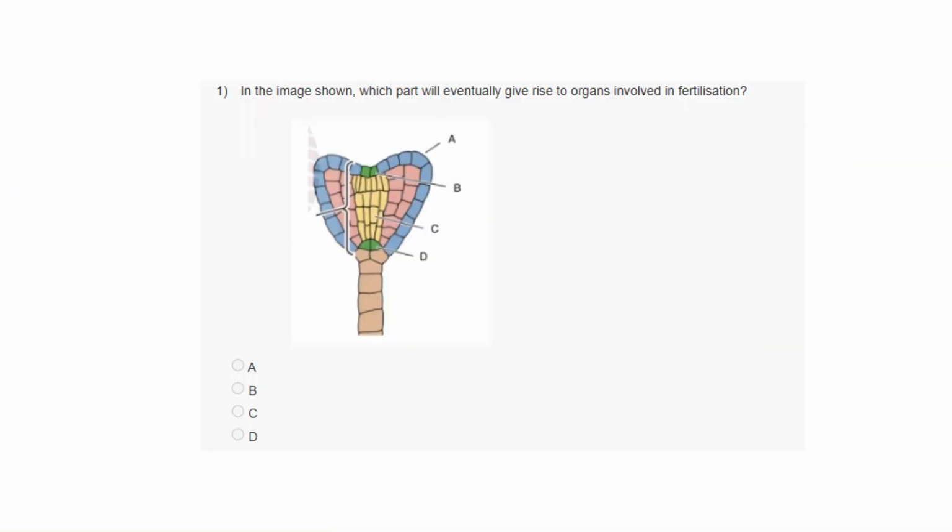The first question says, in the image shown, which part will eventually give rise to organs involved in fertilization? You can see there is an image, and you have various parts which are labeled as A, B, C, and D. You have to tell which organ eventually will be involved in the fertilization. First of all, you should know whether it's a part of a plant or an animal because it doesn't really describe it here. And then you have to identify which part among the labeled parts will eventually be involved in fertilization.